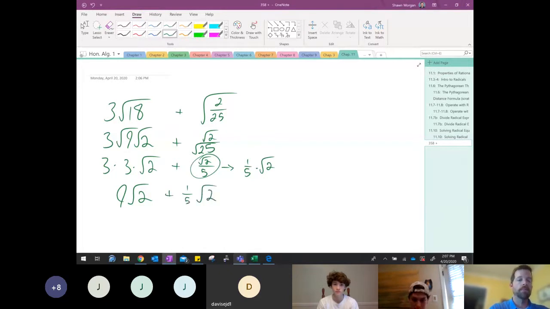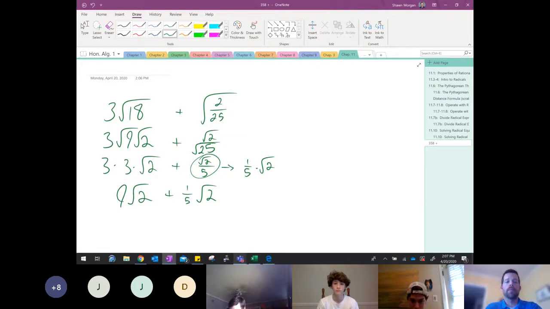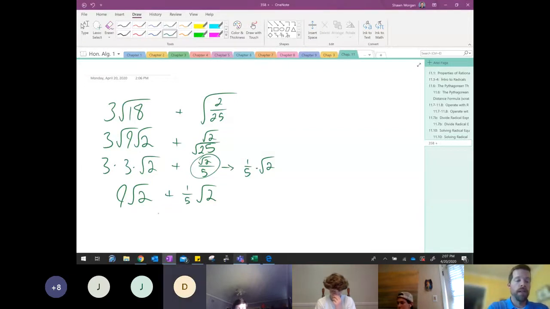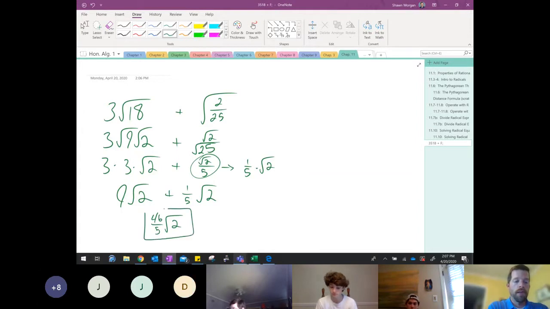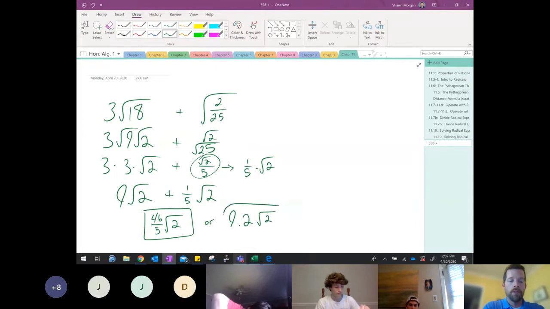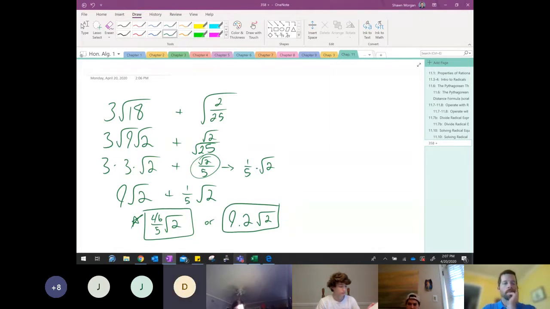And that being the case, those two terms are now like terms. Remember, what does it take to add and subtract radicals? You have to have the same root and the same radicand, in which case you would just add their coefficients together. So 9 plus 1/5 would be 46/5. So we got 46/5 square root of 2. And that would be how we would combine them. Again, remember that in algebra, we prefer improper fractions as opposed to mixed numbers and decimals. So 9.2 would be the decimal version of that, 9.2 radical 2, but we would prefer the improper fraction.